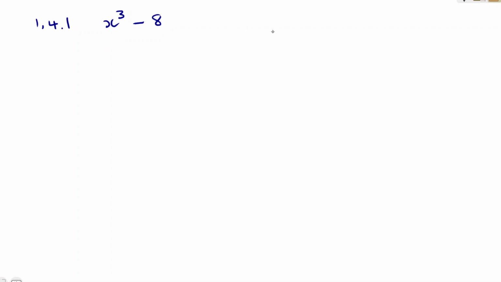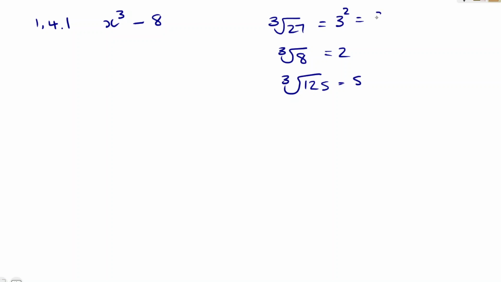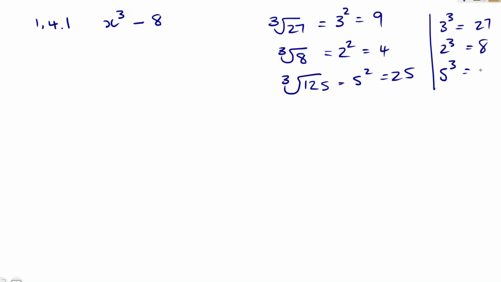Okay, let me just first remind you of the cube roots. The cube roots that we have, for example, you can have a cube root of 27, a cube root of 8, a cube root of 125. So these are the cube roots. For example, the cube root of 27 is 3, the cube root of 8 is 2, of 125 is 5. So if I put a 2 there, like 3 squared, it's going to give me 9. A square of 2 is 4, a square of 5 is 25. Or alternatively, if I put a cube, 3 to the power of 3, then it's going to give me 27. If I put a cube on a 2, it's going to give me an 8. If I put a cube on a 5, it's going to give me 125.